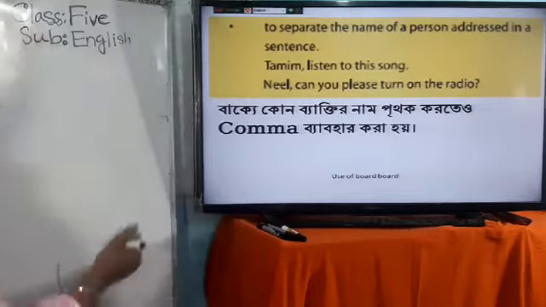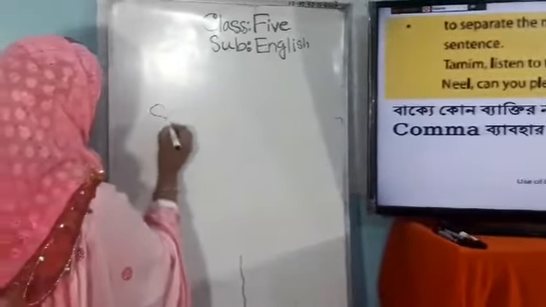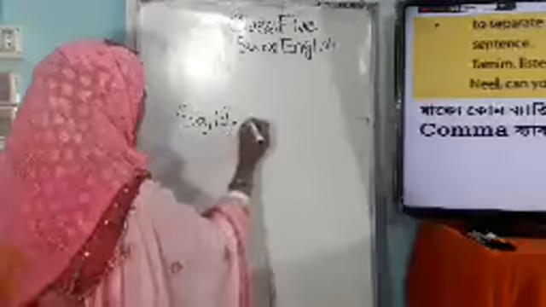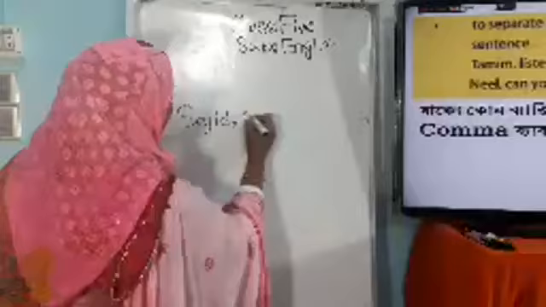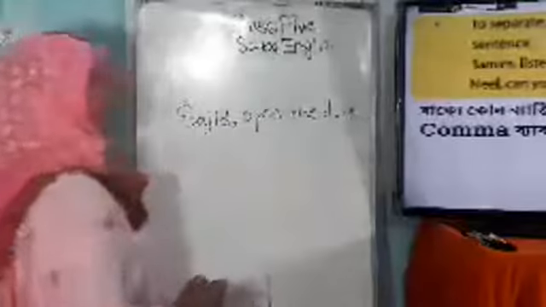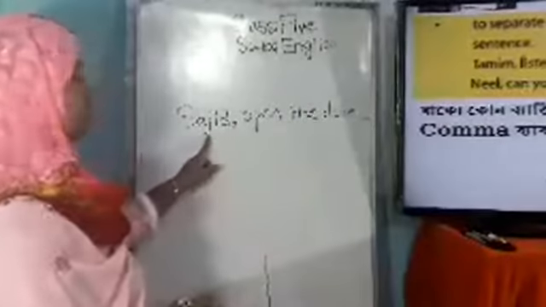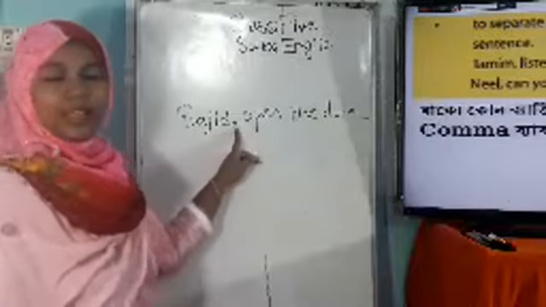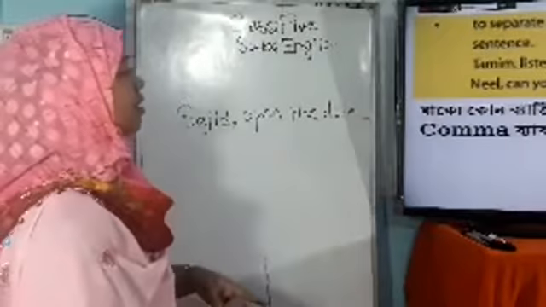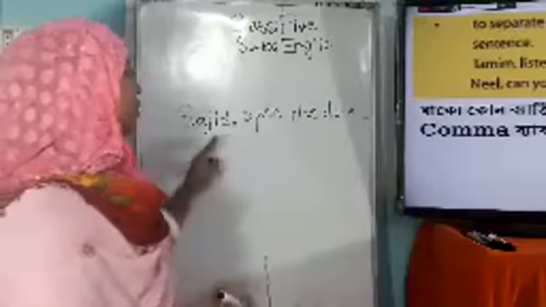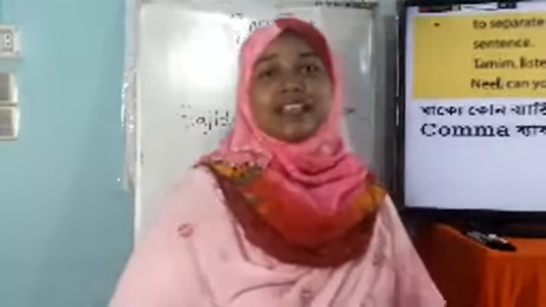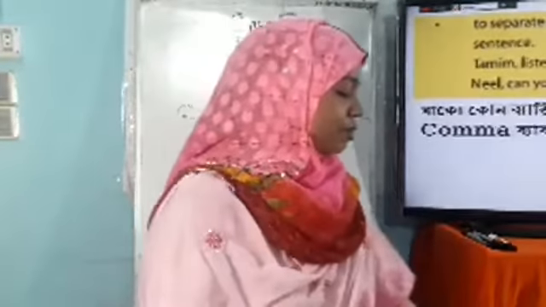My dear student, I like to write that Sajid, open the door. It's a sentence. Sajid is a name, and this is a comma I use, and this comma makes separate in this sentence. So dear student, বাক্যে কোনো ব্যক্তির নাম পৃথক করতেও কিন্তু আমরা কমা ব্যবহার করে থাকি। So I think my dear student can understand these uses of comma.